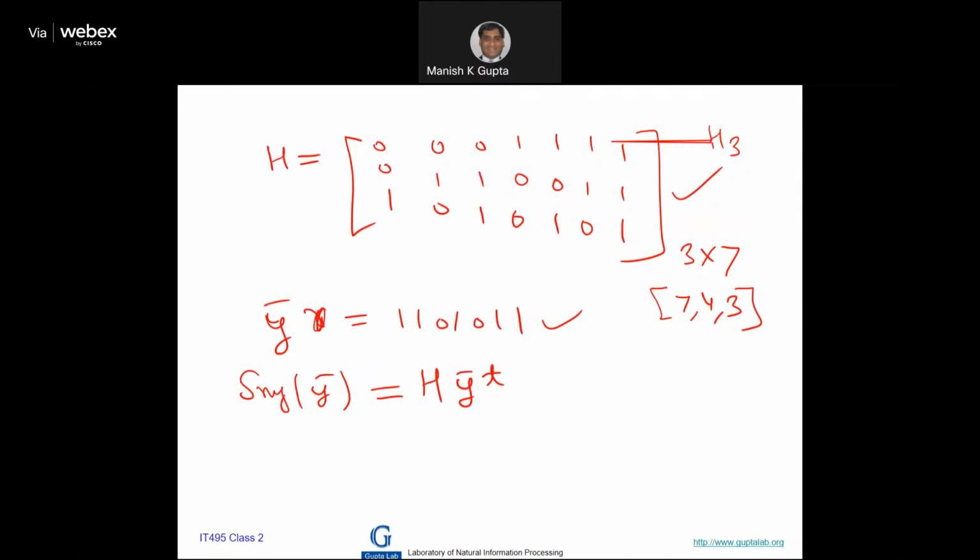So you computed this column. Which column? Sixth column, right? So we have got the sixth column. That means we know that the sixth bit is corrupted, right? So you just invert the sixth bit in the received vector. So the x will be what? 1, 1, 0, 1.